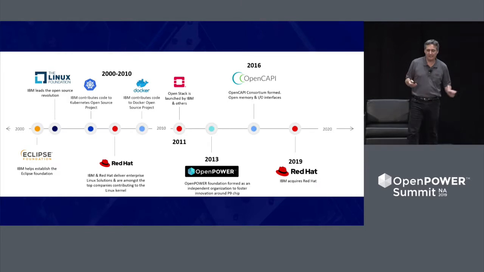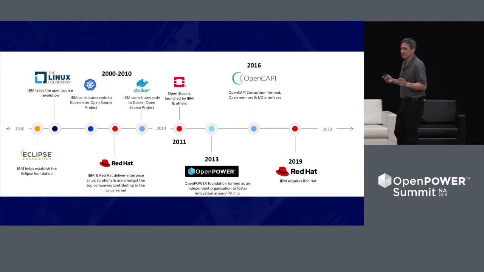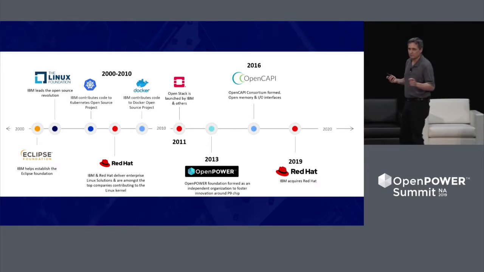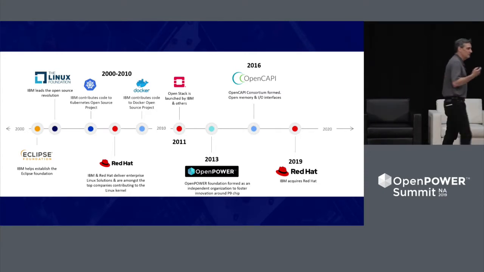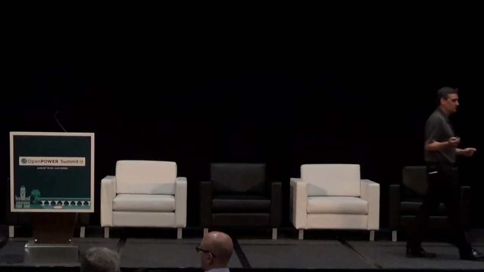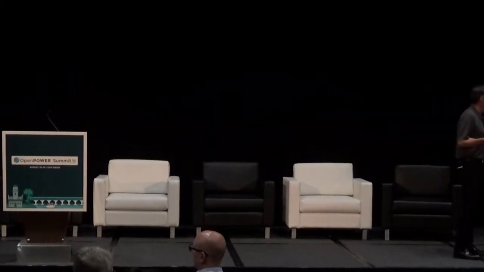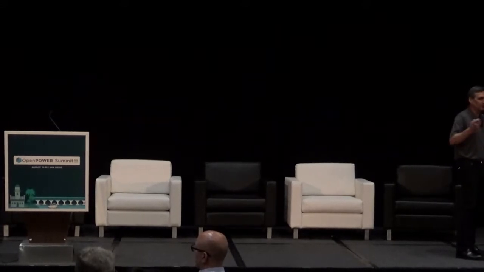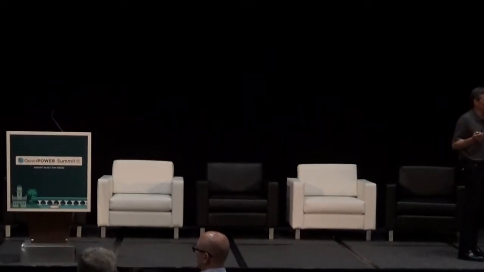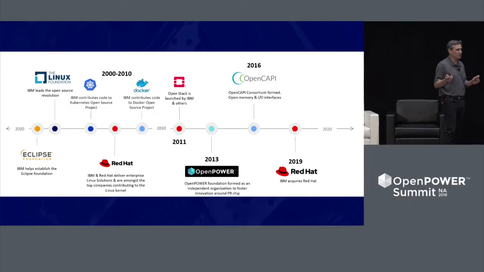IBM has been leading that ever since the beginning of the open thrust in the community. In 1999, I think it was, we committed $1 billion to Linux before anybody else was even serious about Linux. And this is only a subset of the things we've done. You're talking about the Eclipse community, developing and creating, jointly with the community, an open developer toolkit environment for being able to create software with Eclipse.